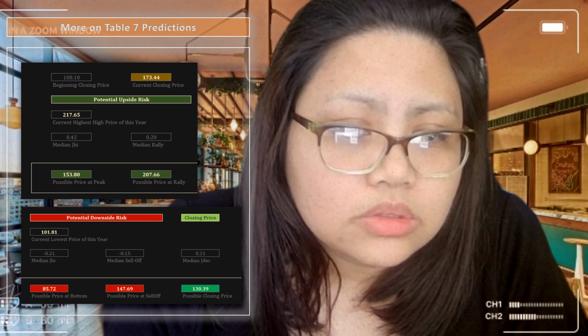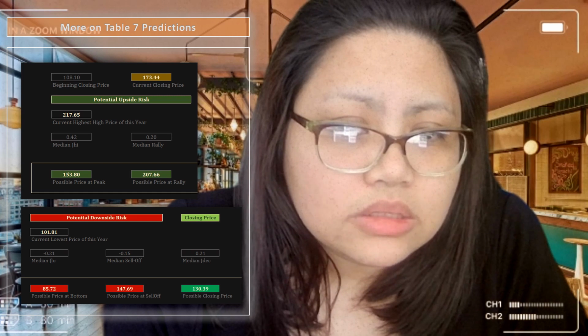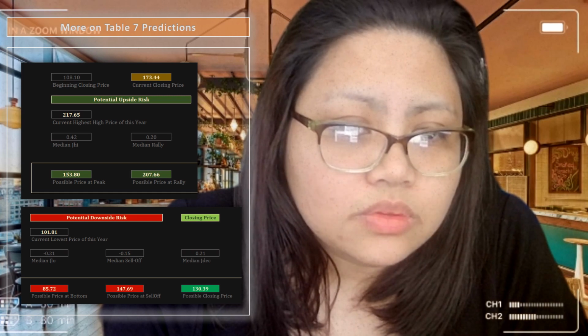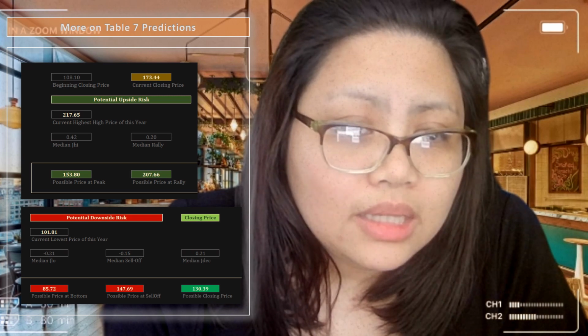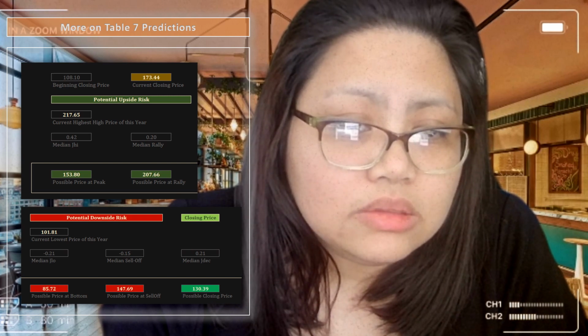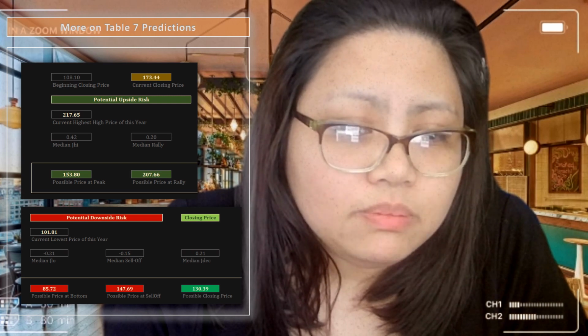So it says here 207.66. The last closing price of Tesla was 173.44. So if it were to rally the next day, it could possibly rally up to 207.66.